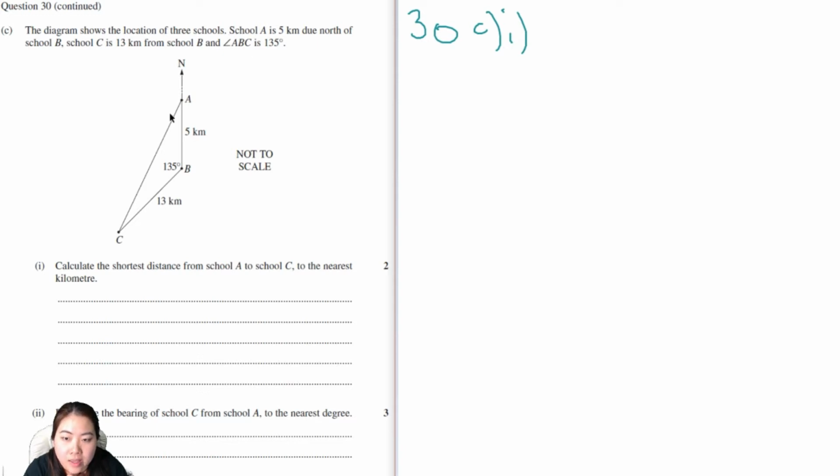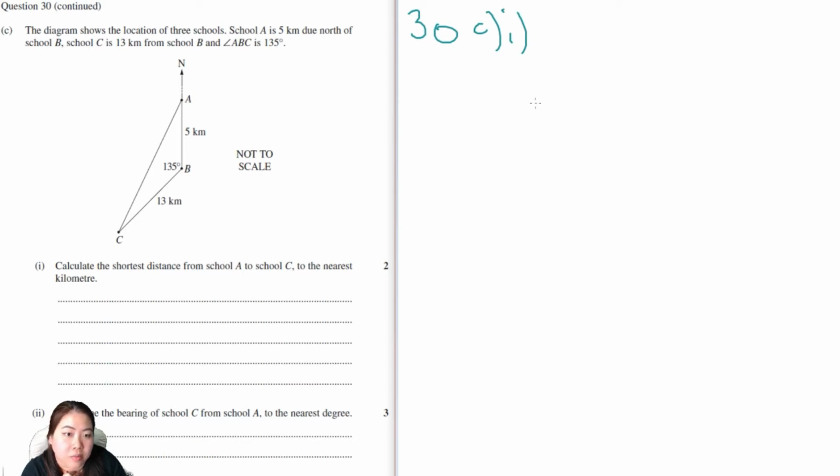Question 30C. The diagram shows the location of 3 schools. School A is 5 kilometers due north of School B, and School C is 13 kilometers from School B, and angle ABC is 135 degrees. For 2 marks, calculate the shortest distance from School A to C to the nearest kilometer. And everything's already in kilometers, so that's good.